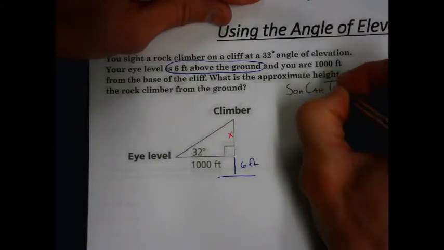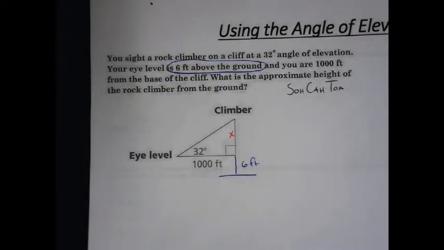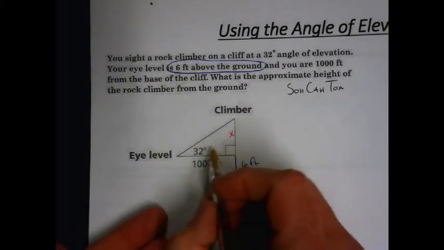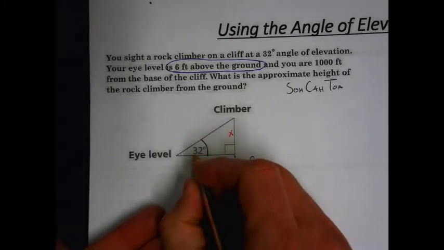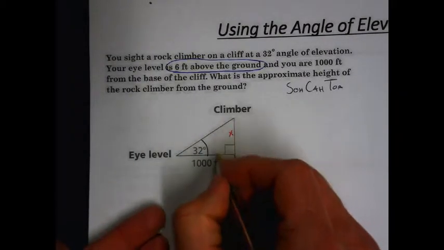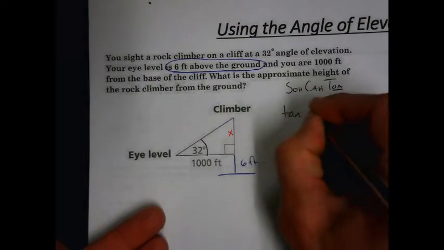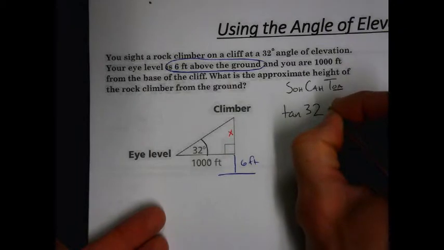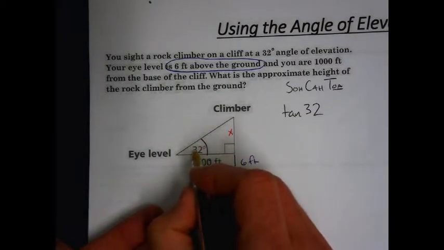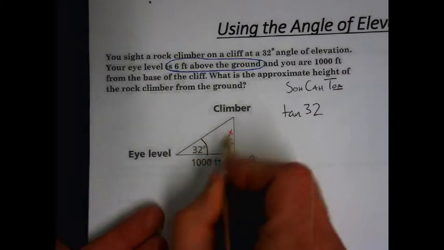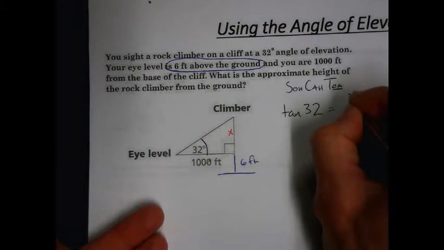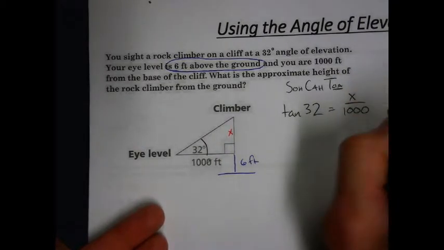And we want to wonder, what trig function are we going to use to figure out that height? From the angle, we're looking at the opposite leg and the adjacent leg. Good old tangent comes back. So we're going to look at the tangent of 32 degrees. And the tangent of 32 degrees would be the opposite over the adjacent, which is x over 1,000.